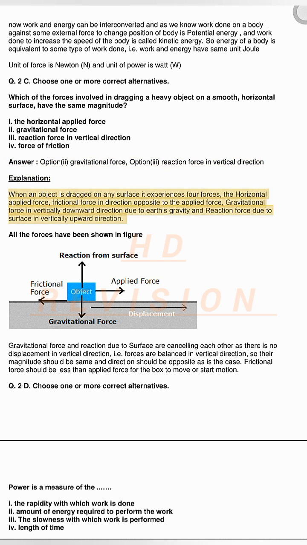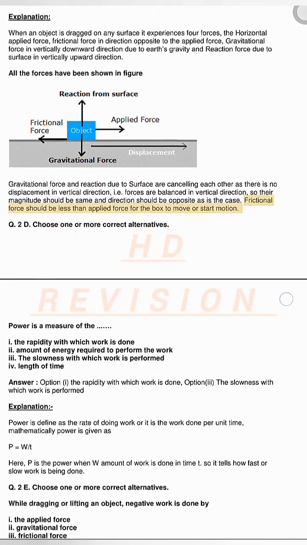Explanation. When an object is dragged on any surface, it experiences four forces: the horizontal applied force, frictional force in the direction opposite to the applied force, gravitational force in the vertically downward direction due to Earth's gravity, and reaction force due to the surface in the vertically upward direction. All the forces have been shown in the figure. Gravitational force and reaction due to the surface cancel each other as there is no displacement in the vertical direction, i.e. forces are balanced in the vertical direction, so their magnitude should be the same and direction should be opposite, as is the case. Frictional force should be less than the applied force for the box to move or start motion.